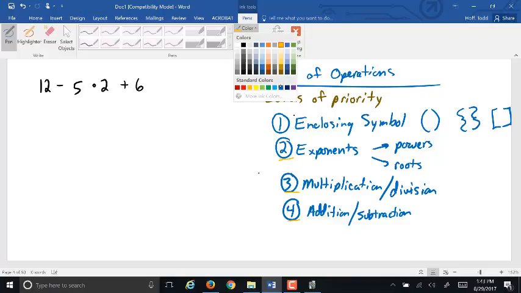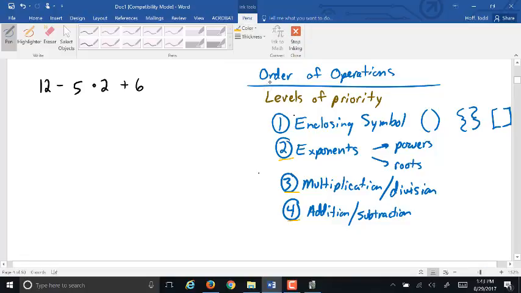So back to our original problem that we proposed here. Are there any enclosing symbols up here? No. Any powers or roots? No. So we're left with multiplication and division. So we're going to have to do the 5 times 2 first, which is 10. So what happens is I remove the 5 times 2 and I replace it with 10. The rest of the problem remains unchanged.